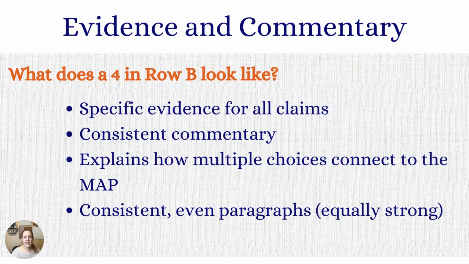So for those that were trying to get their score from a 2 to a 3, I said focus on making one of your body paragraphs super, super strong. If you're working on going from a 3 to a 4, now we want to work on consistency. So now we want all of our paragraphs to be strong. Another hallmark of a 4 in row B is that it explains how multiple choices connect to the message, argument, or purpose. So in a 3, it might be that one choice is connected to the message, argument, or purpose. But in a 4, each rhetorical choice that the student analyzes is connected to the message, argument, or purpose.